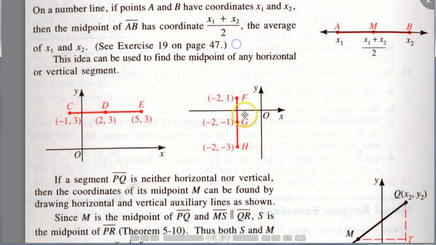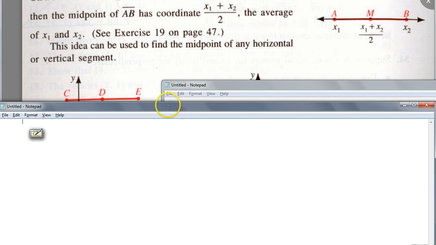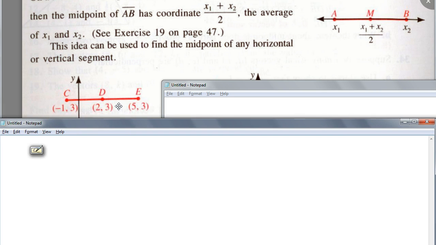So this is what it's showing you. If you have it on an x and y axis like this, how would you find the midpoint of this horizontal line CE? Well, what do you know about a horizontal line? What's always the same for all 3 points, in terms of ordered pairs? If they're on a horizontal line, y is always the same. So you don't even have to worry about y, because D would have the same y coordinate as C and E. All you have to do is look at their x coordinates and find their average. So what is negative 1 plus 5 over 2? That's 2. Does that make sense?